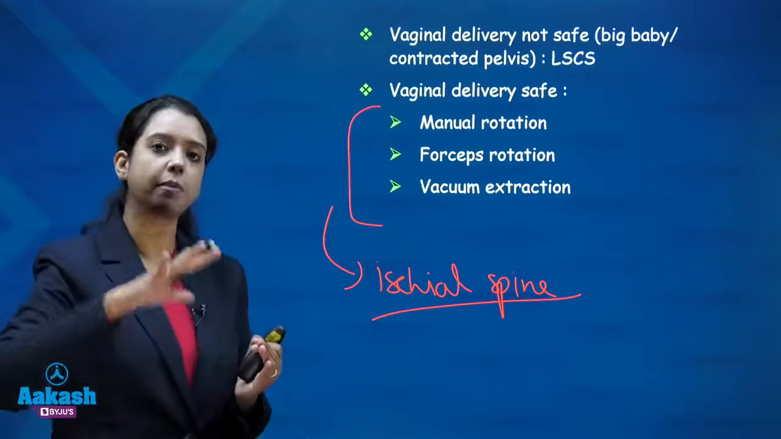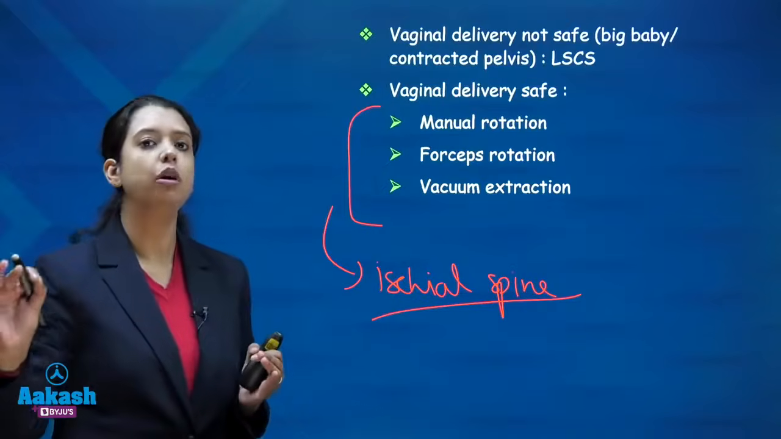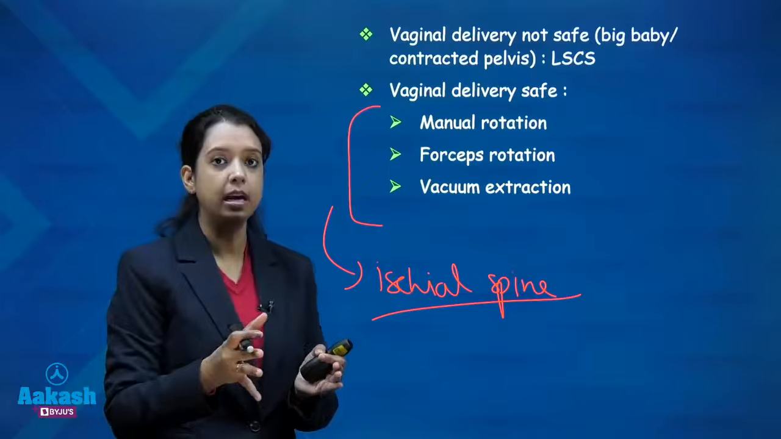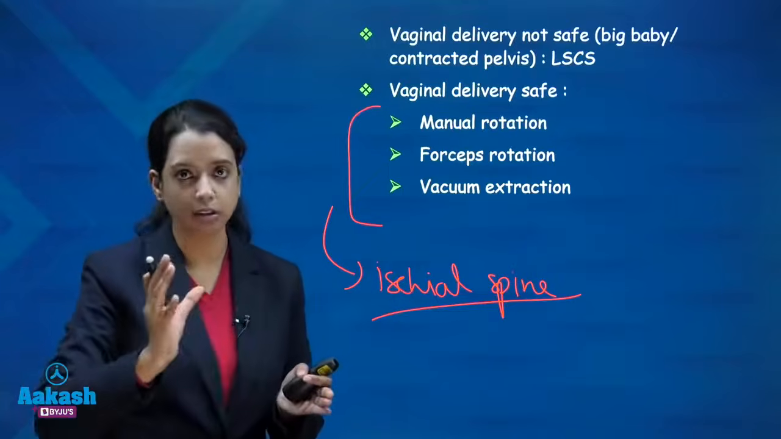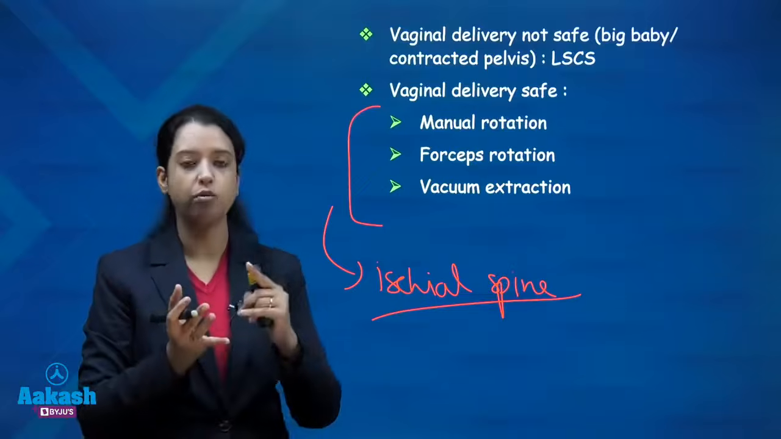So if the head is above the ischial spine and it is arrested in a transverse plane, the only option is LSCS, okay? But if the head is below the ischial spine, you can very well try rotation using your hand, using Kielland's forceps, or using vacuum.